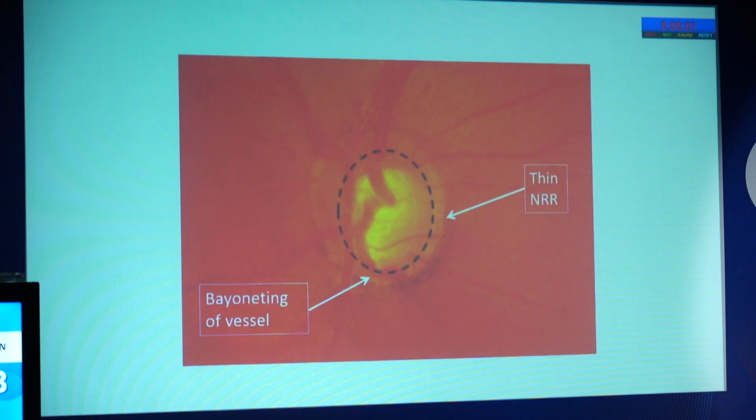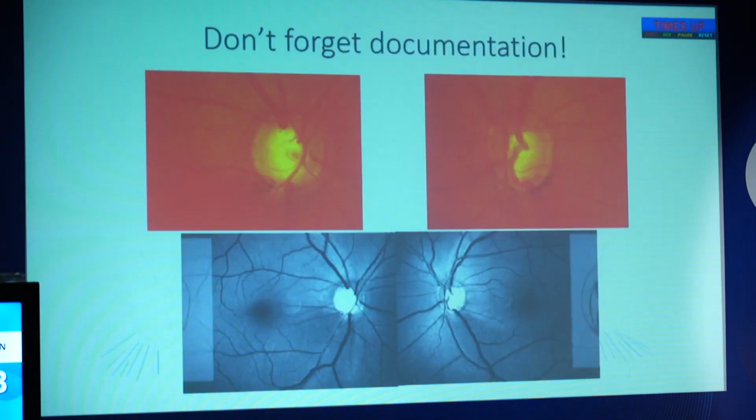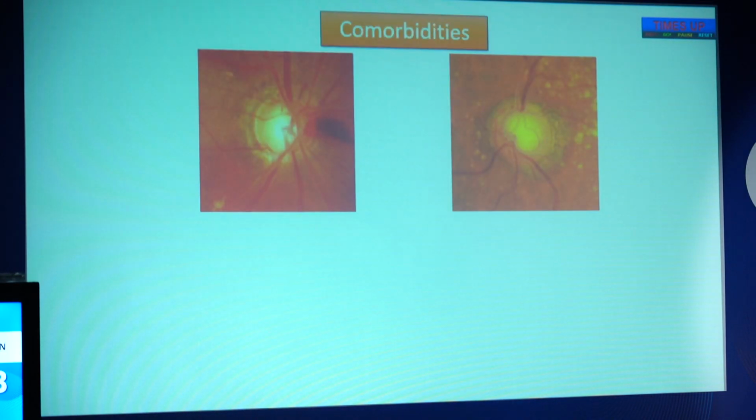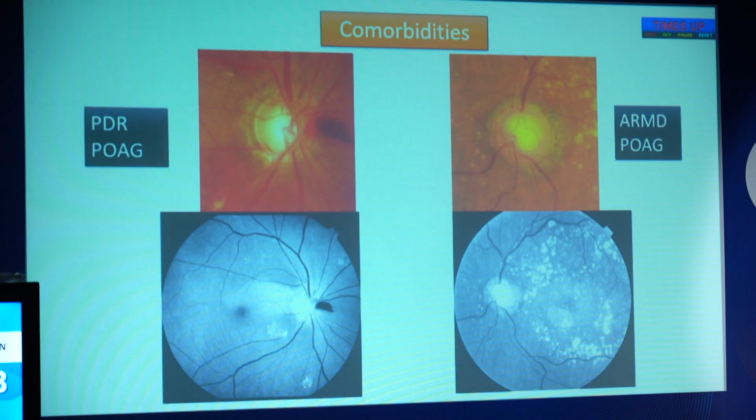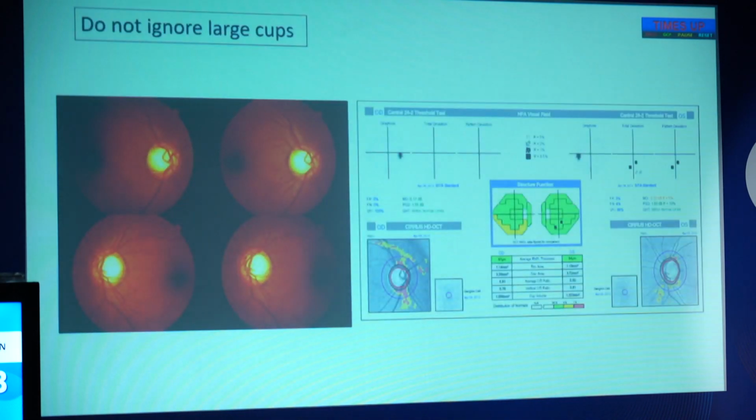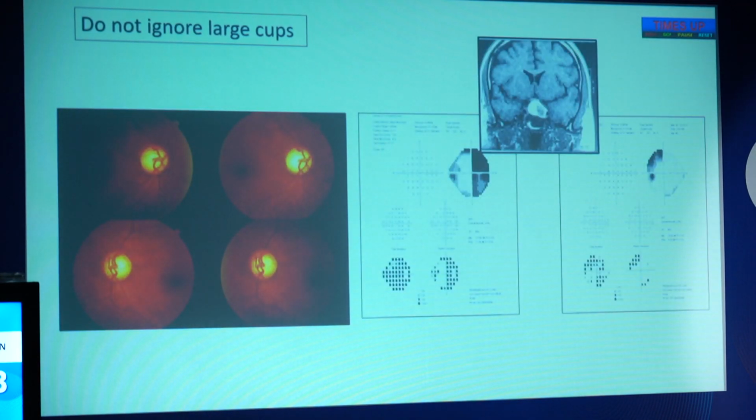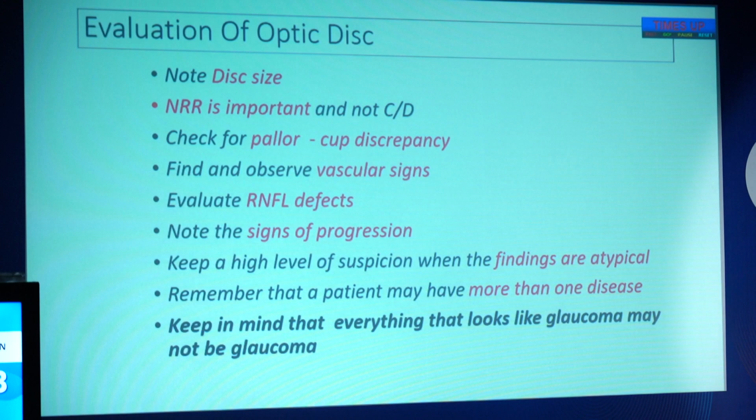of NRR and an alarm. So documentation is very important, which will help you, and don't forget comorbidities because these patients are all elderly patients and they can have certain other diseases. Do not ignore large cups because they might be normal, might be advanced glaucoma, might be having some neurological problems. So most important is to note the disc size.